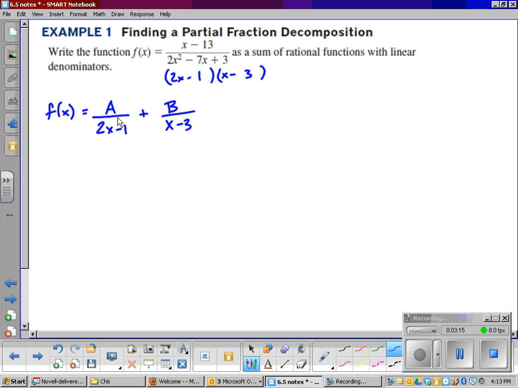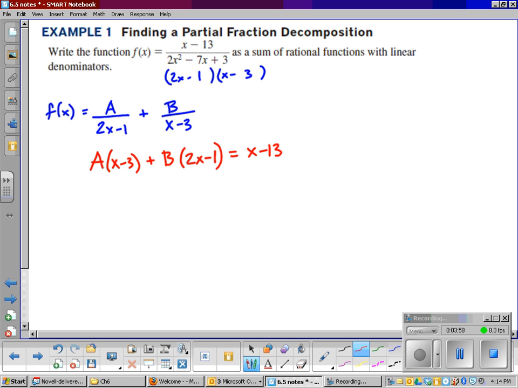Now, if I had started with this and I wanted to get a common denominator right here, then I would multiply this fraction by x minus 3 on the top and on the bottom. And I would take this fraction and multiply it on top and bottom by the 2x minus 1, by this denominator right here. I'm only interested in the numerators because I already know what's going on in the denominators. So I'm going to pull the numerator parts off of that. I'm going to take the A times the x minus 3, and then plus the B times the 2x minus 1. And then that has to equal this numerator that you have on the single fraction.